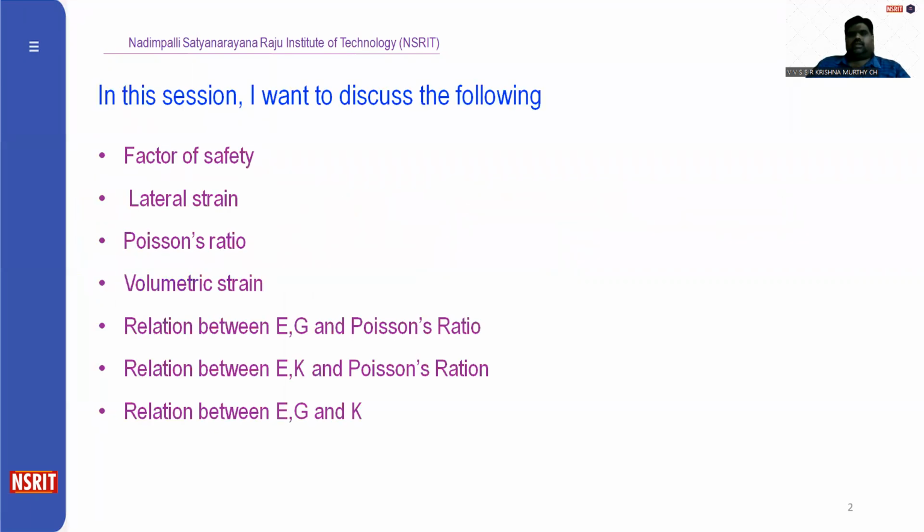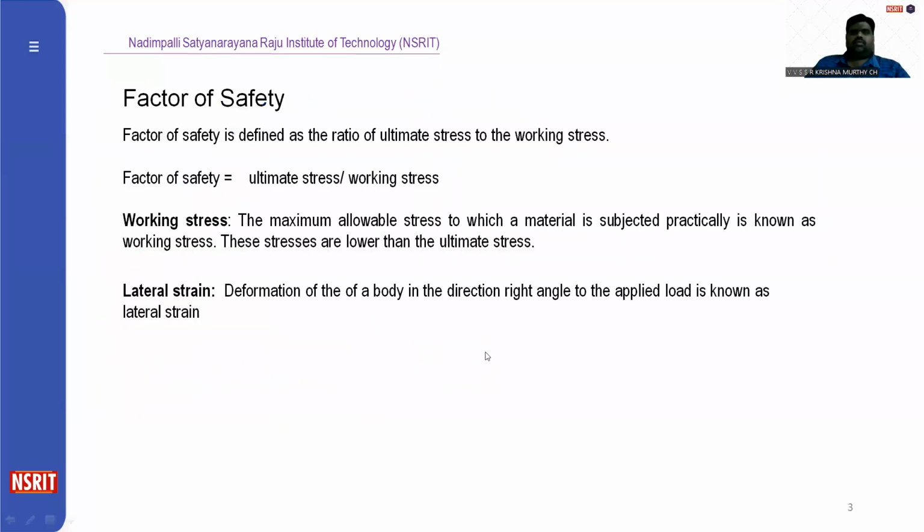Today's session we shall discuss what is meant by factor of safety, lateral strain, Poisson's ratio, and volumetric strain, the relation between modulus of elasticity, rigidity, and Poisson's ratio, the relation between Young's modulus, bulk modulus, and Poisson's ratio, and the relation between Young's modulus, bulk modulus, and modulus of rigidity. So first we shall go with what is meant by factor of safety.